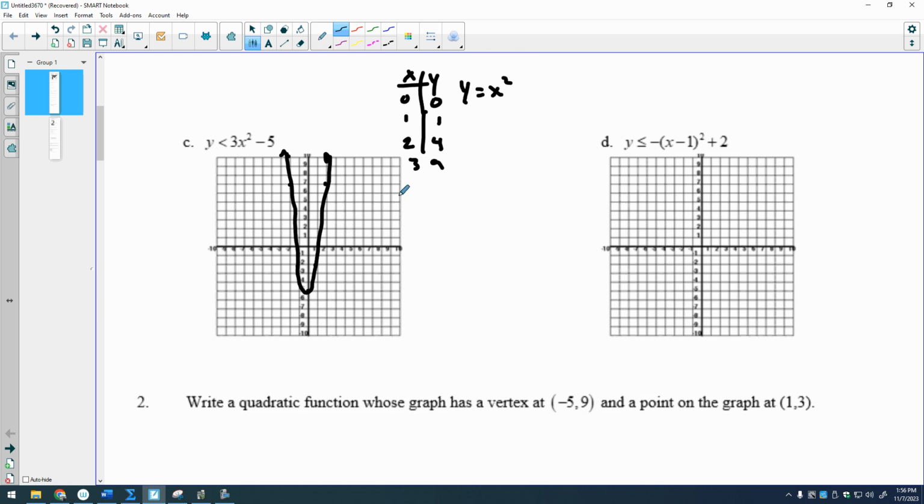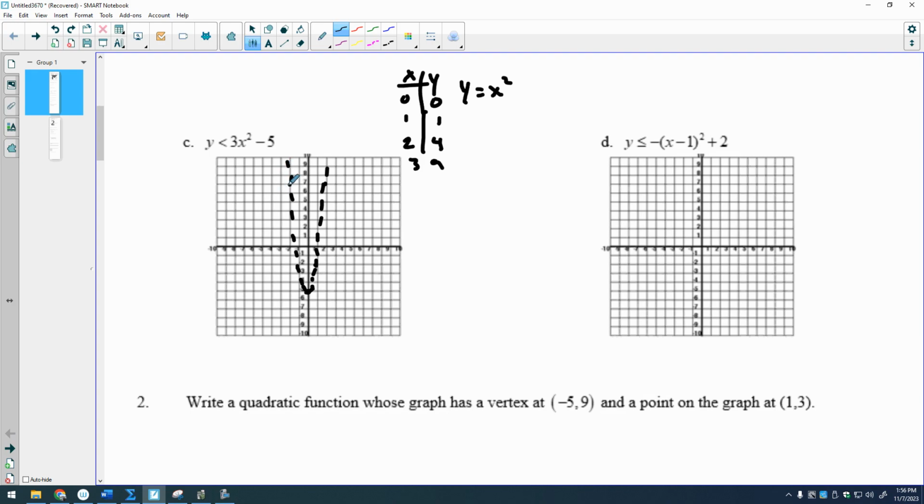All right, vertex. Oh, sorry, shading. Oh, I messed up. This is a dashed line or dotted line, right? Because it's going to be just less than, not equal to. So it's not a solid line. Glad I caught that. It's just less than.